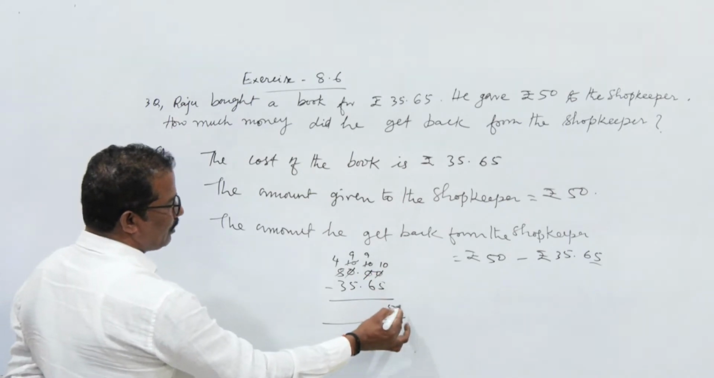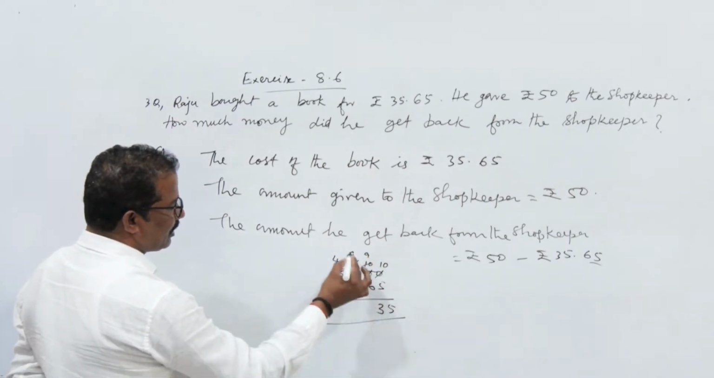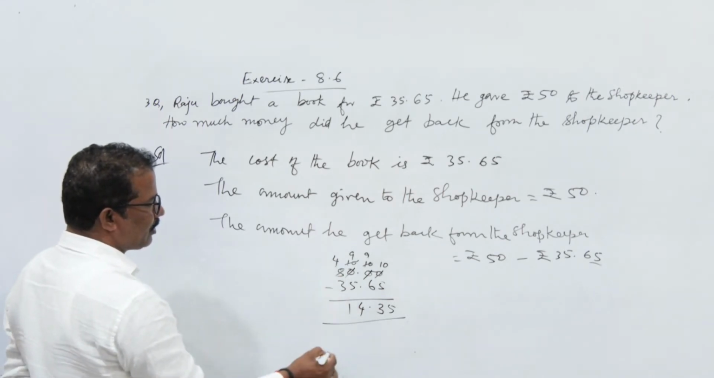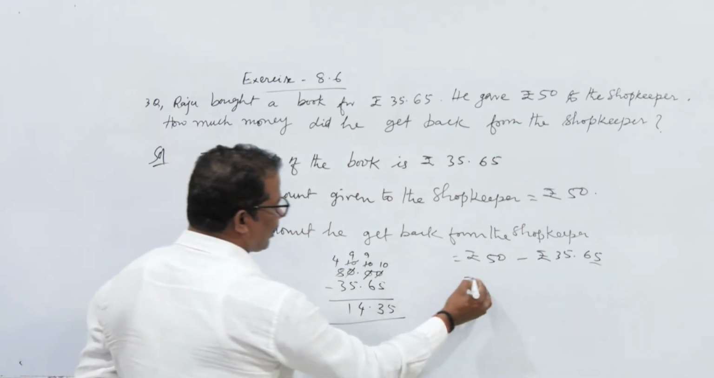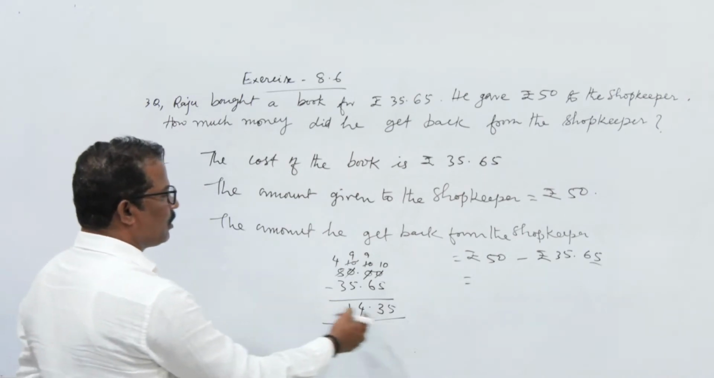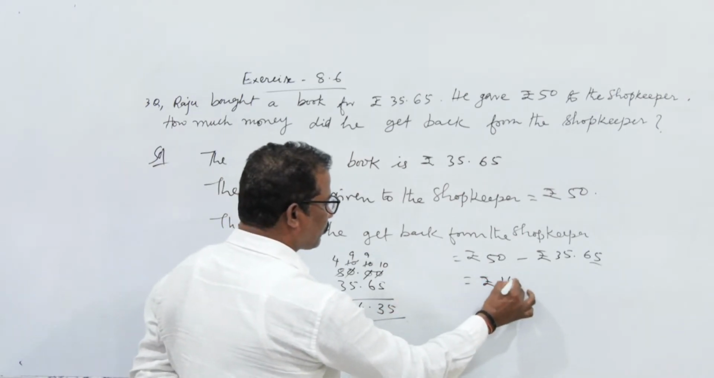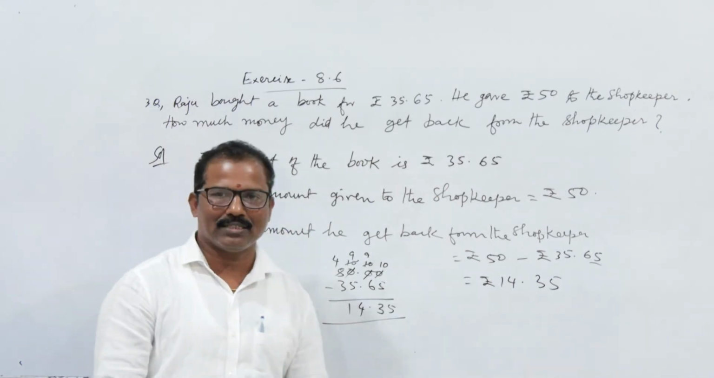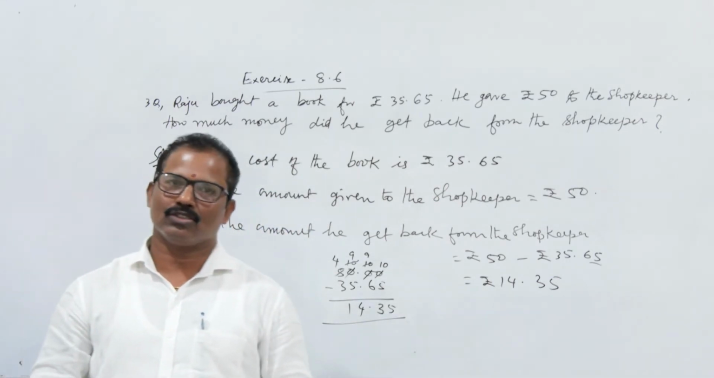Now you can see subtraction. 10 minus 5 is 5. 9 minus 6 is 3. Then decimal started. And 9 minus 5 is 4. And 4 minus 3 is 1. So the amount you will get back from the shopkeeper is how much? 14.35. That means 14 rupees 35 paisa you will get back from the shopkeeper.